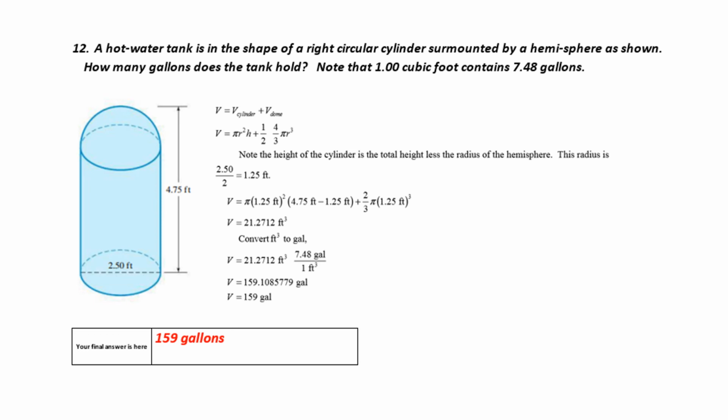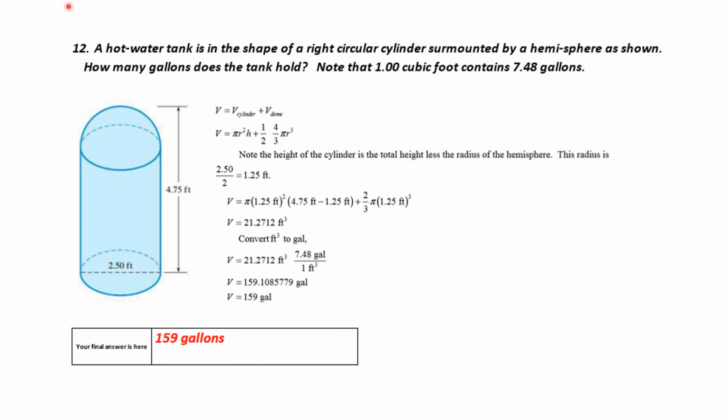The final problem is a volume problem. We have a hot water tank in the shape of a right circular cylinder, and we have a hemisphere at the top, and we ask how many gallons can the tank hold. And I do give you the conversion factor here, that a cubic foot is 7.48 gallons in this case.